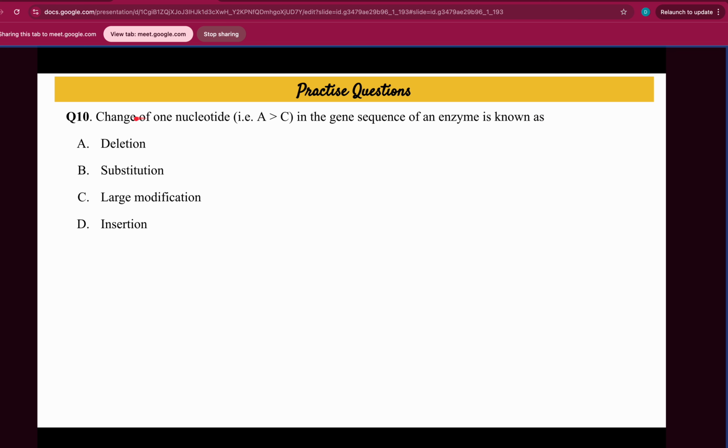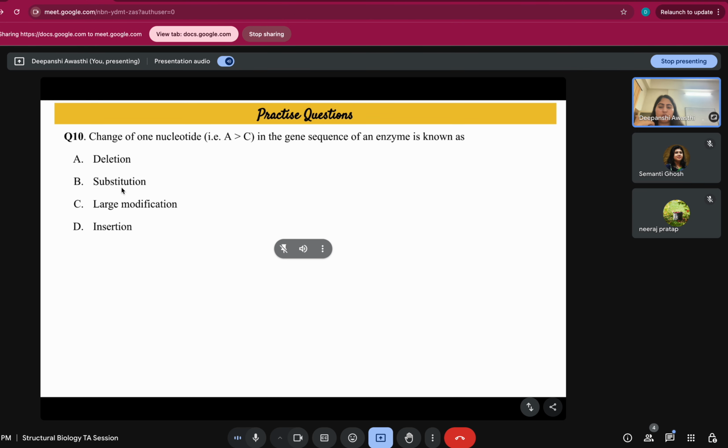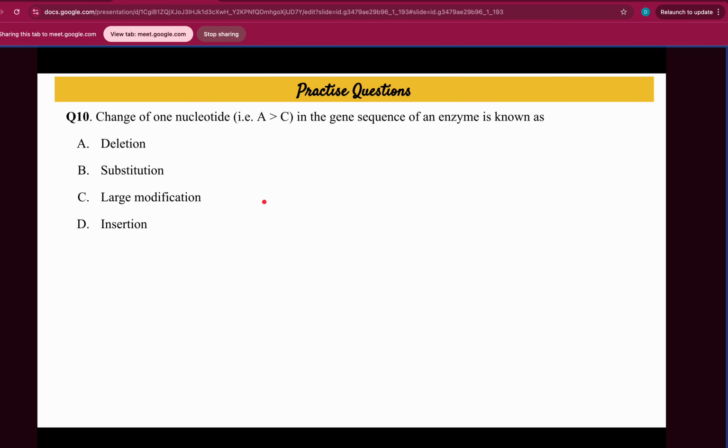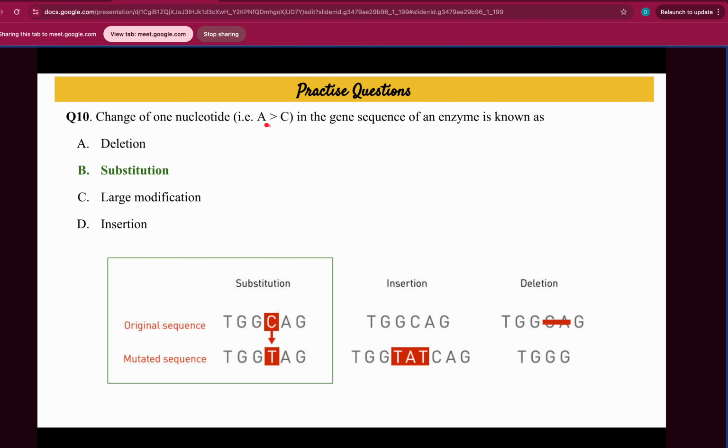Now the last question is, change of one nucleotide, that is A to C, in the gene sequence of an enzyme is known as option A, deletion, option B, substitution, option C, large modifications, and option D, insertion. Yeah, so you're right. The right answer is option B. So this type of change is known as substitution, when one nucleotide is replaced by another nucleotide. If there is some insertion, then that is insertion. If some nucleotides are lost, then it comes under deletion.